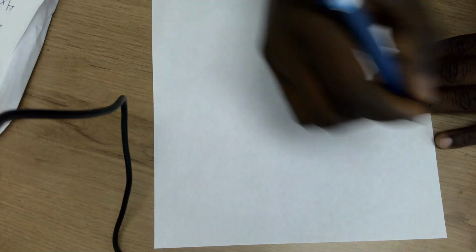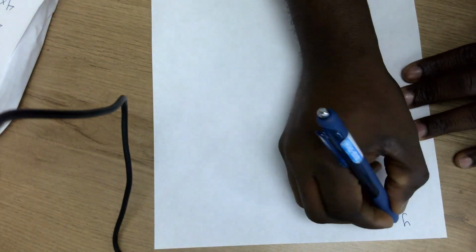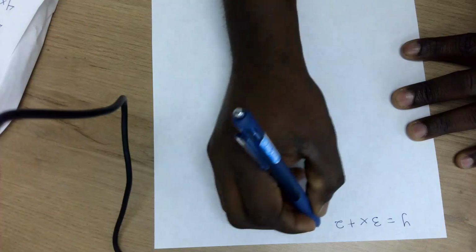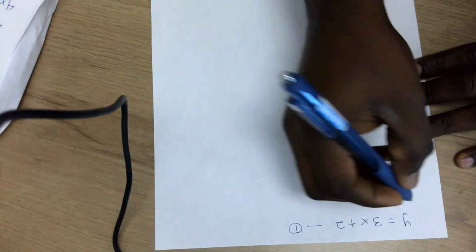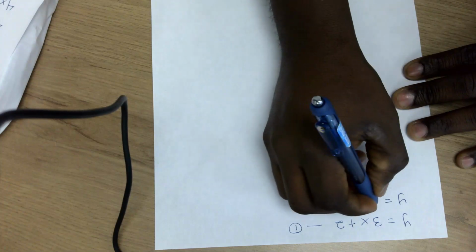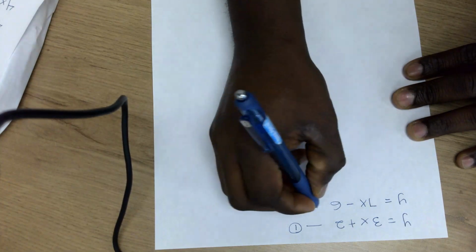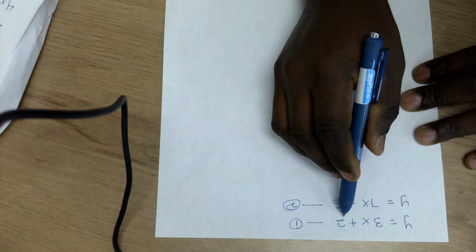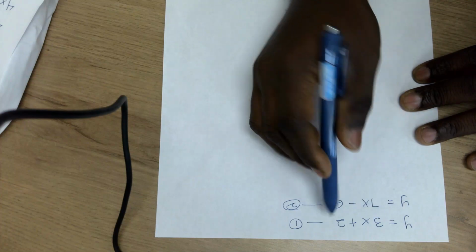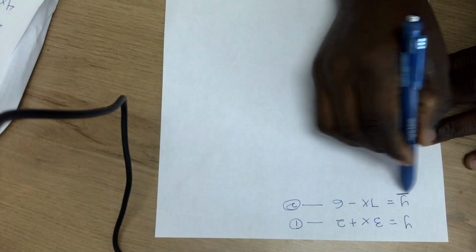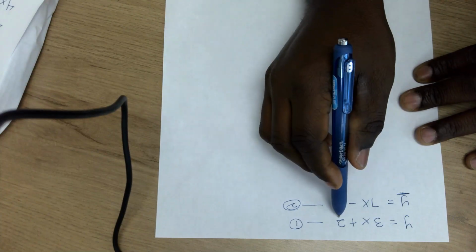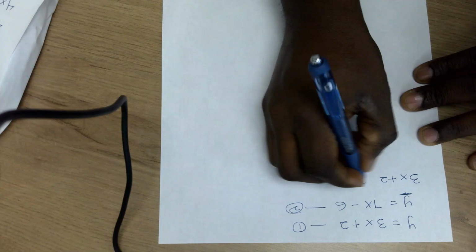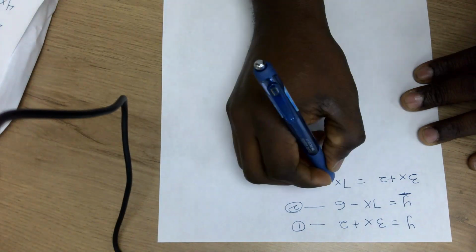Okay, so what if I have another equation? Let's look at this one. y equal to, say, 3x plus 2 as equation 1, and another one, y equal to 7x minus 6 as my equation 2. Okay, how do I do this? Now we know y is equal to 3x plus 2 in equation 1. And so wherever I see y in equation 2, I'll put 3x plus 2. So I can then write it as 3x plus 2 equal to 7x minus 6.